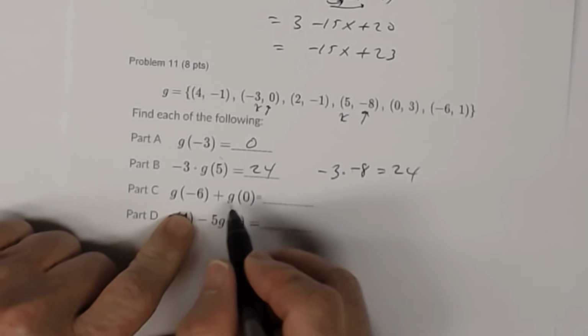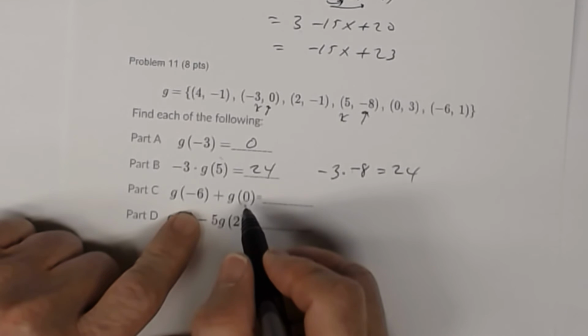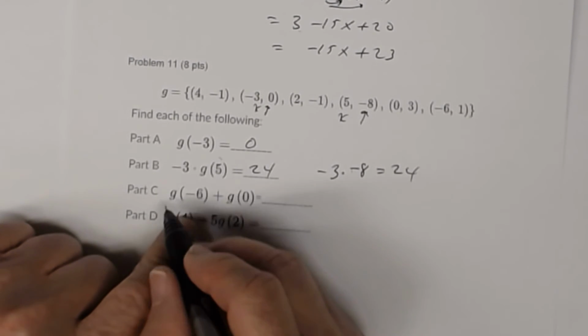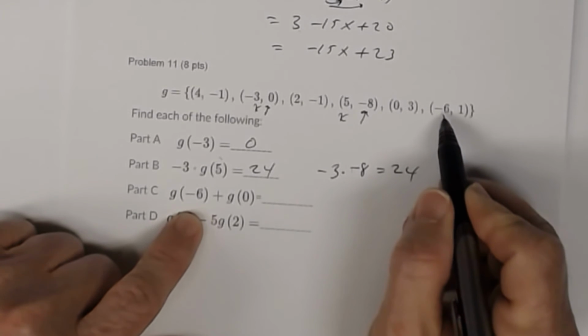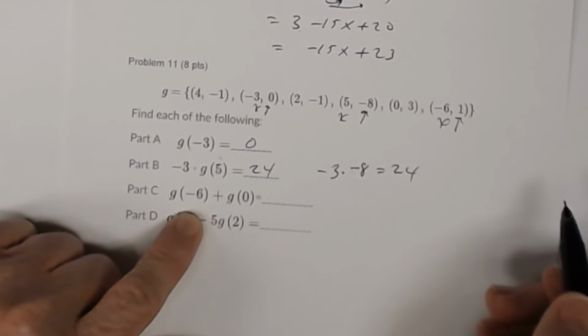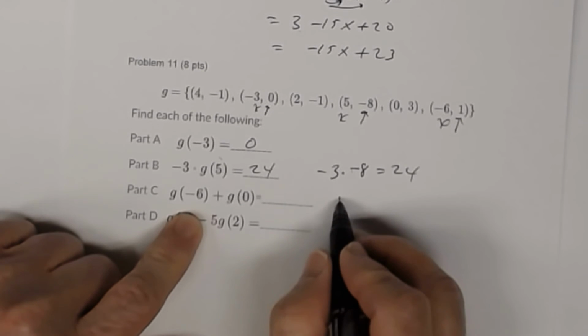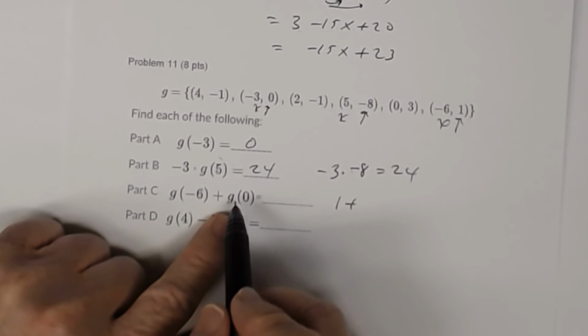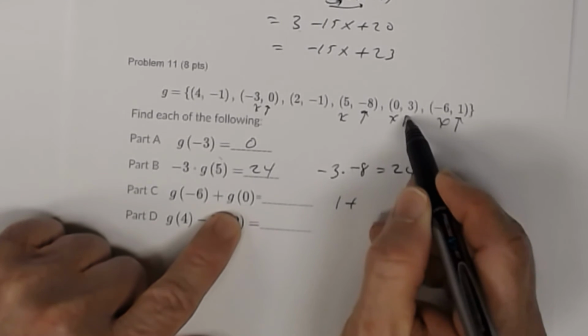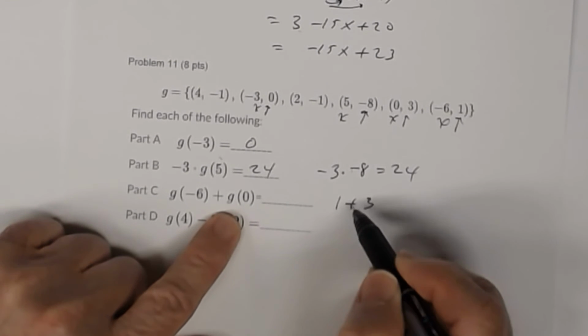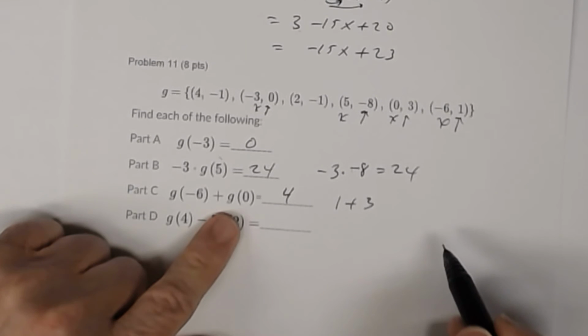Okay, over here, you're adding g of negative 6 to g of 0. Well, g of negative 6, remember, that means what's the y value when x is negative 6? Well, when x is negative 6, that's right here, my y value is 1. So this becomes 1 plus, and then now g of 0. Well, when x is 0, the y that's here, my y value is 3. So 1 plus 3 is 4.